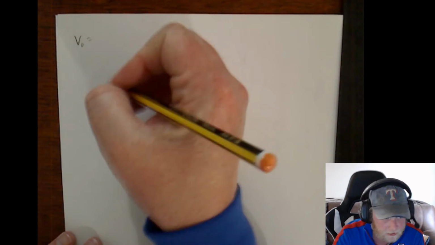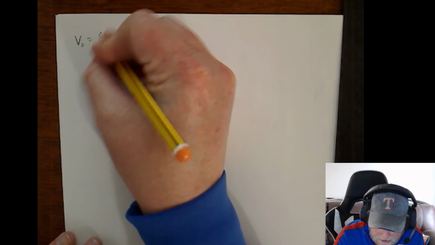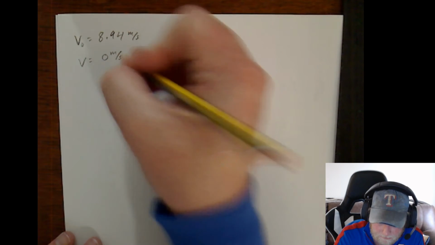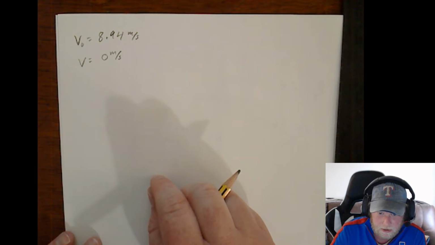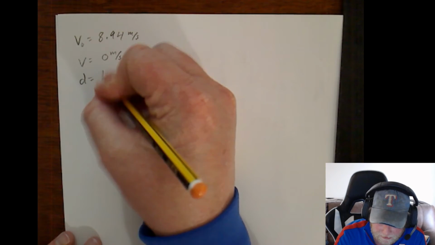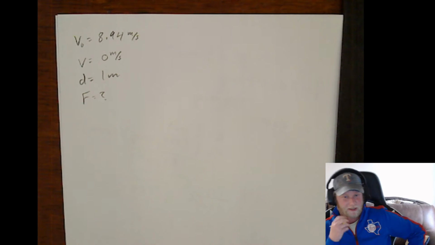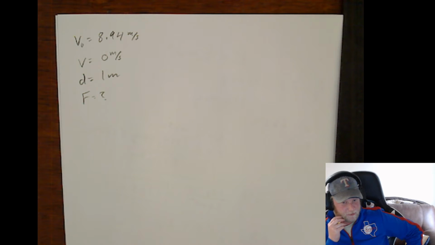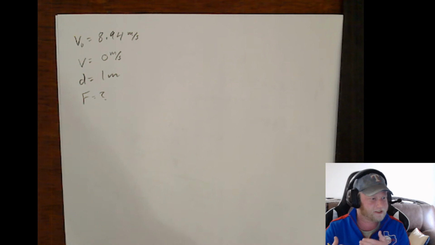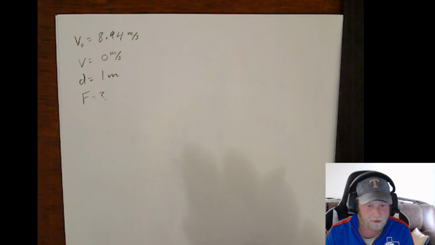Well, flip the paper. Let's start with our knowns and unknowns. The initial velocity of the lady is 8.94 meters per second. The final velocity is 0. This all occurs over a distance of 1 meter. And we want to know F, that average force exerted. And again, when we're looking at the work energy theorem, that F in there is an average force, right? It's not a force that's going to be fluctuating. It's going to be an average force for our purposes.